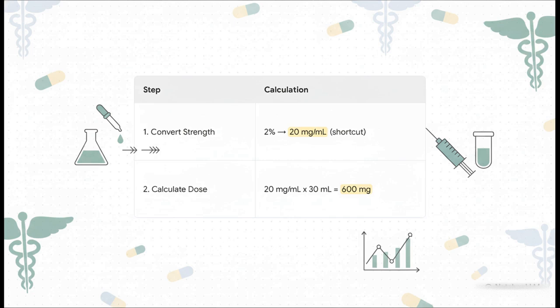You see how it works? It's so clean. Step 1, use the shortcut. That 2% instantly becomes 20 milligrams per mL. Step 2, just multiply that strength by the volume you actually have. So, 20 milligrams in each mL times 30 mLs, and bam, 600 milligrams. 2 simple steps, and you've got your answer.